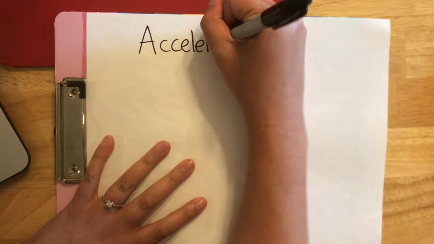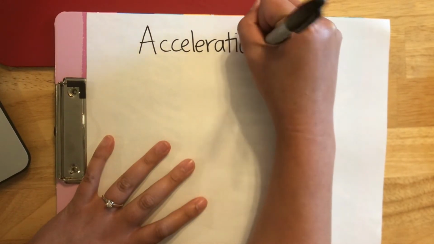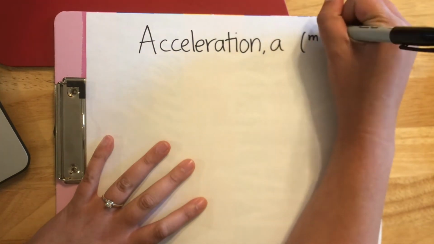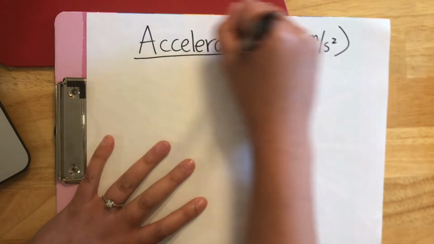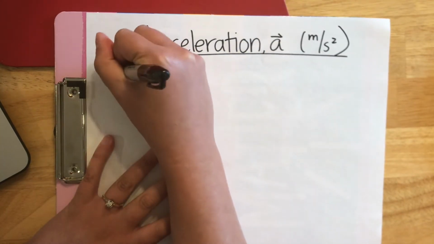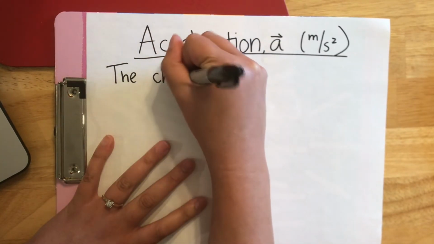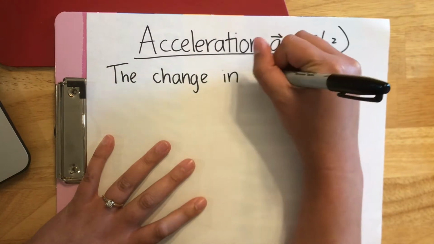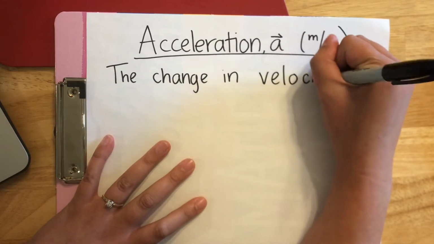Acceleration has a symbol of a, and it's measured in meters per second squared. Sometimes you'll see a little arrow over the a. That means that it has direction. It's a vector. Because acceleration is a vector, it can be negative in the right way.